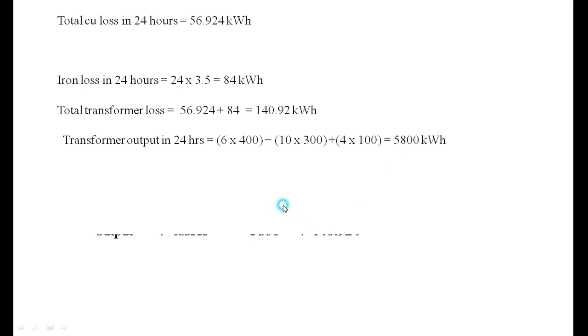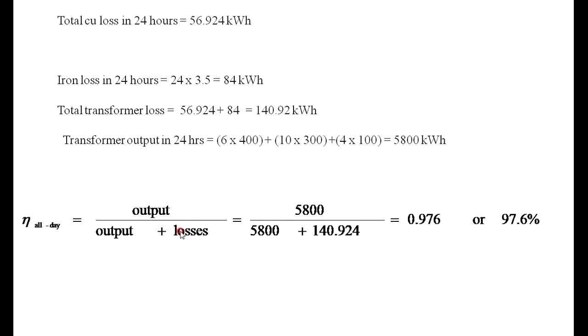Then efficiency we can calculate as output by output plus losses. The output is 5800 kilowatt hour, and the total iron and copper loss for 24 hours is 140.92. What I am getting is 0.976, or 97.6%.